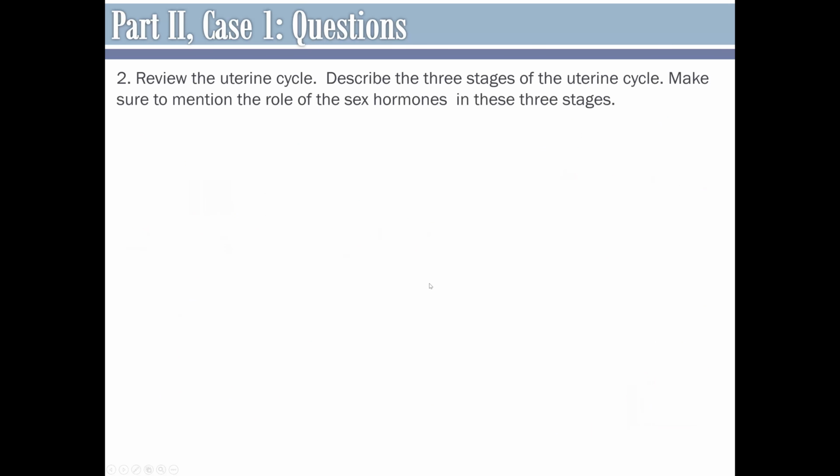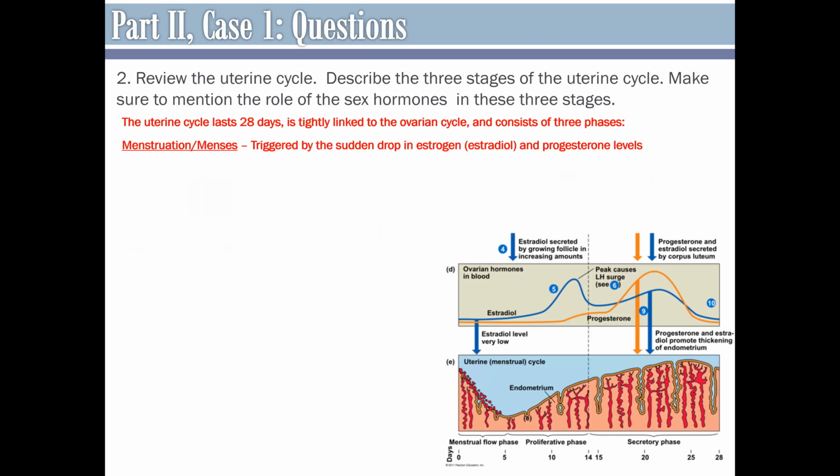Number 2, review the uterine cycle. Describe the 3 stages of the uterine cycle. Make sure to mention the role of the sex hormones in these 3 stages. So the uterine cycle lasts 28 days, and it is tightly linked to the ovarian cycle, and it consists of 3 phases. So the first stage is called the menstrual phase, or menstruation, or menses.